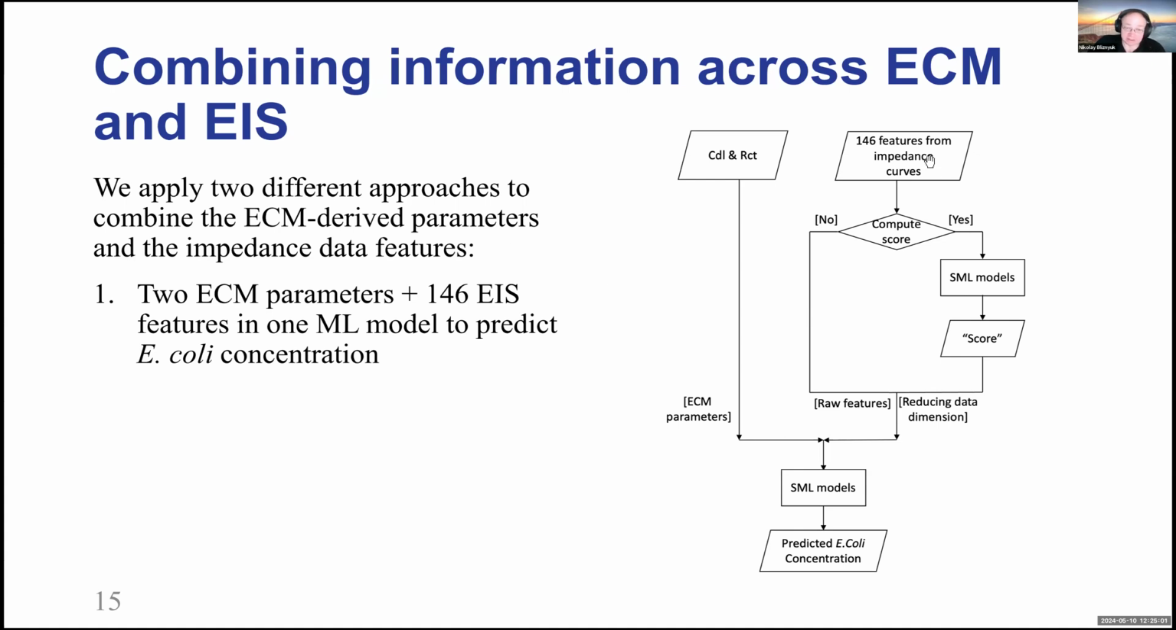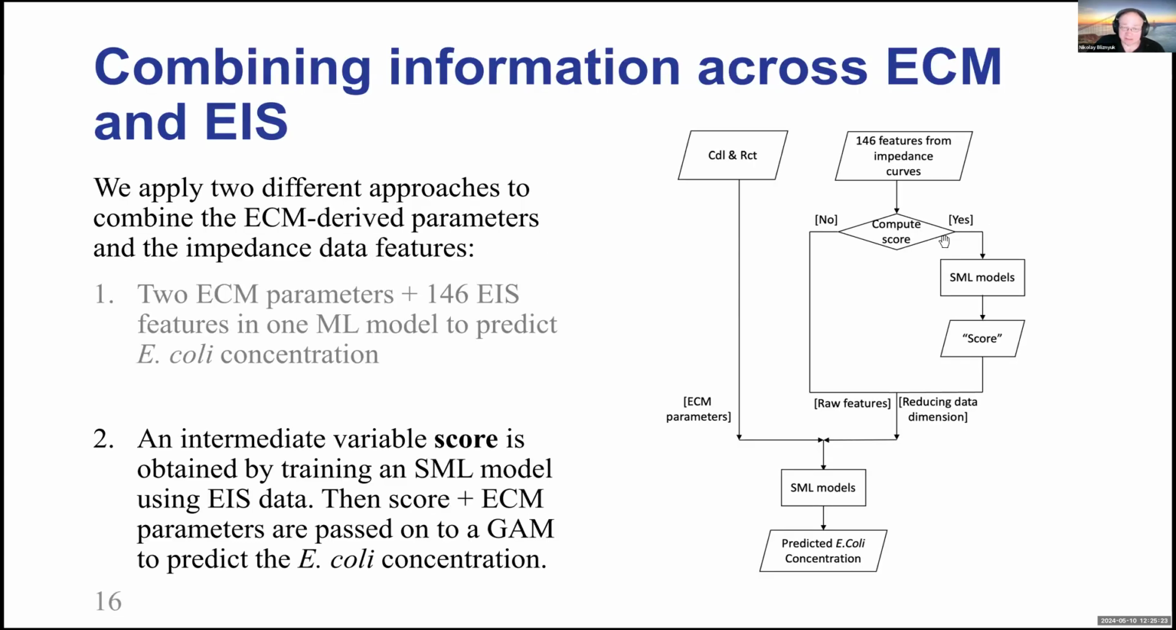Another technique is what one can think of as feature engineering. That is, what if we do not use these raw curves directly, but first try to extract information from them? How can we do that? One possibility is to train machine learning models with this raw impedance data, and that is the branch in the diagram that we have on the right.